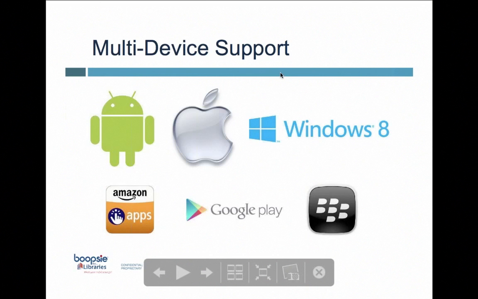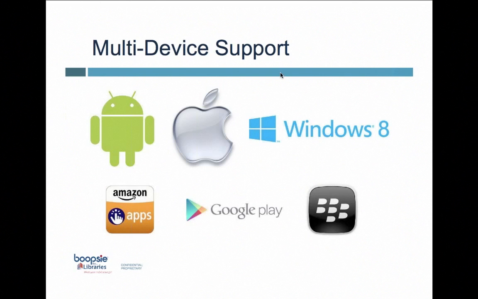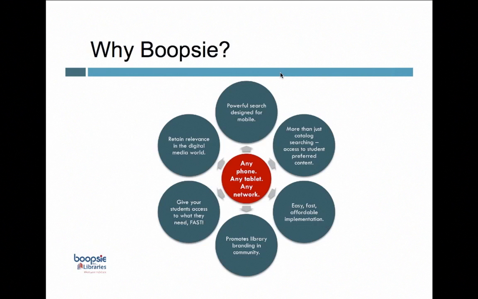Again, just a visual representation of the devices that we support. So from Android to Apple, Windows, Amazon apps. You know, Amazon just launched a cool new phone. Google Play, as you can see, we're submitting to all of these app stores and keeping up with all the operating system updates for you.